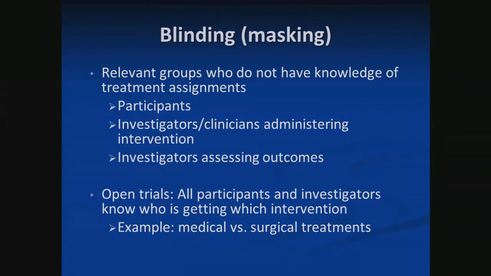Open trials, where all participants and investigators know who is getting an intervention, sometimes occur, and this depends on the treatment. For example, surgical treatments, right? You're not going to do a placebo surgery. But there could be different types of surgical procedures. You use a standard one versus a new one, right? But in some cases, we do utilize open trial methods.